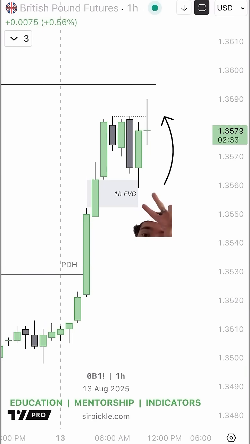But the next step, step 2, is narrative. Narrative simply means if we're going higher, where are we going higher from? That's the PD array we're going to actually look for entries inside of.